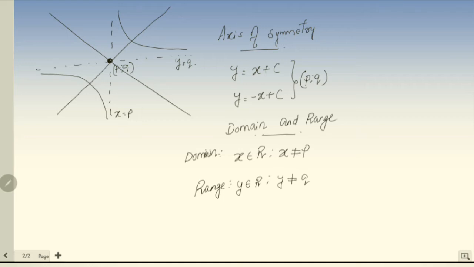So these are the general things about the hyperbola. So the axis of symmetry is there, domain and range, and how do you draw a hyperbola? By looking at the sign of a. If a is positive, then one wing is in the first quadrant and the other one is in the third quadrant of the asymptotes. If a is negative, then one is in the second quadrant and the other one is in the fourth quadrant. That's how we can draw a hyperbola. Now let us do one question, then it will be more clear.